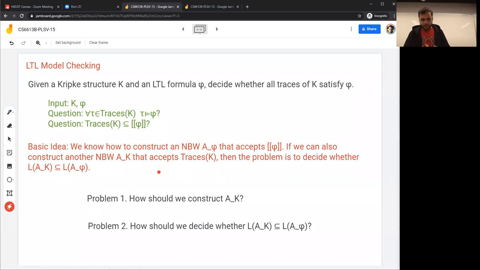So I have to now solve two problems. The first problem is, how do I create an automaton that accepts the traces of my Kripke structure? This is actually quite easy, and we're going to see this first. And the second problem is, I have two non-deterministic Büchi automata. How do I decide whether the language of one of them is contained in the language of the other?